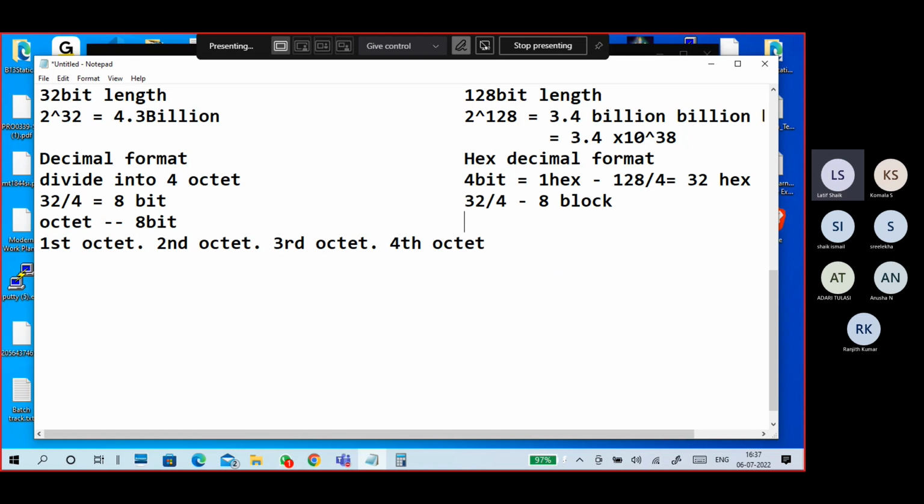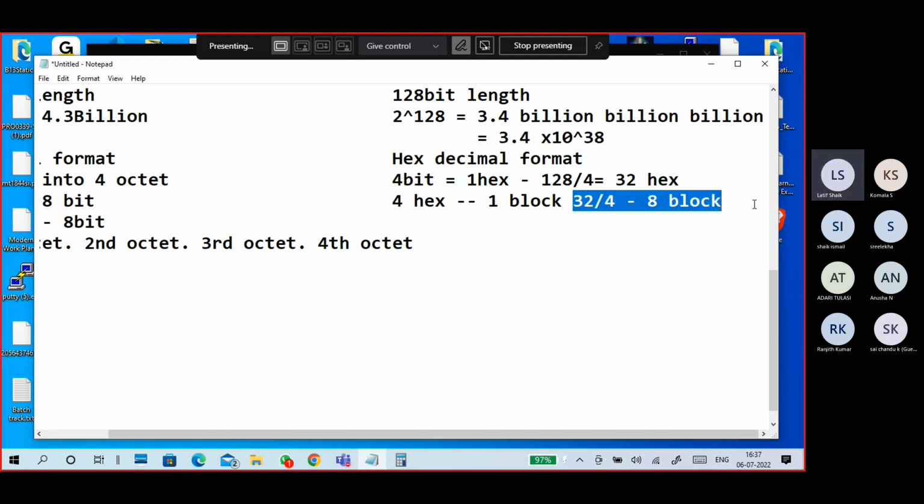Each 4 hexa numbers combined make a block. You can go through that one also. 4 hexa numbers, one block, called one block. So 32 hexa numbers divided by 4 is 8 blocks.